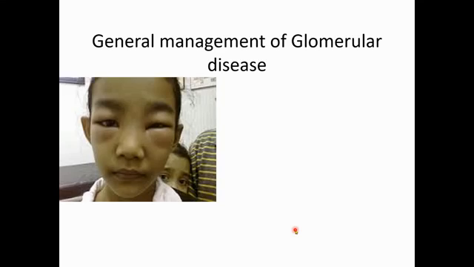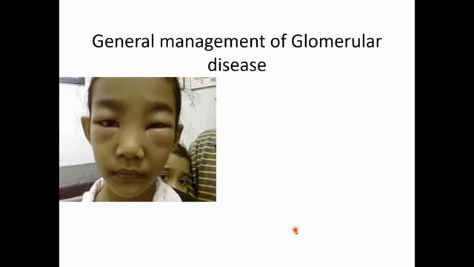The general management of glomerulonephritis: there are two types of management. One is specific management, another is general management. Most of the patients recover with general management. Some diseases have specific treatment. Minimal change disease is steroid sensitive, so there is no option to wait and see.